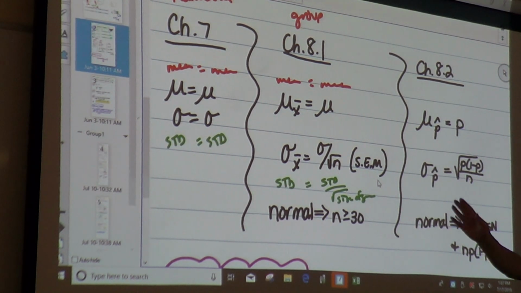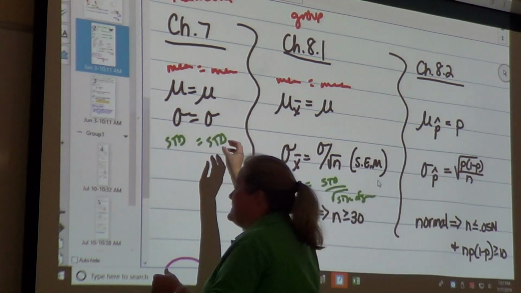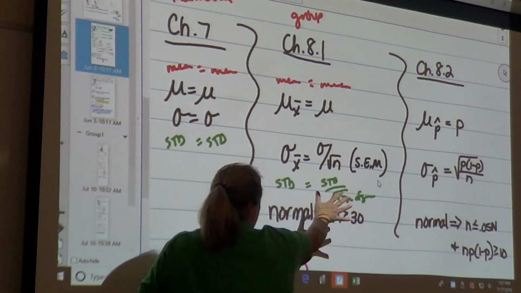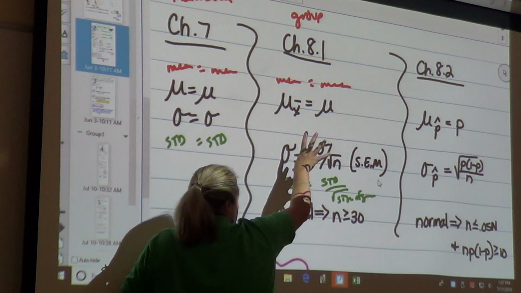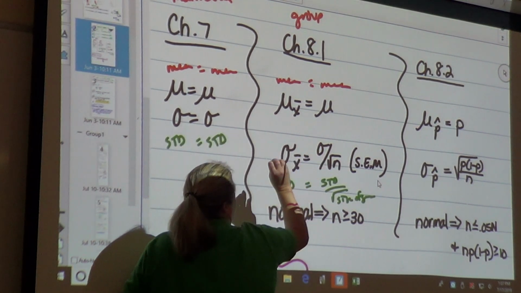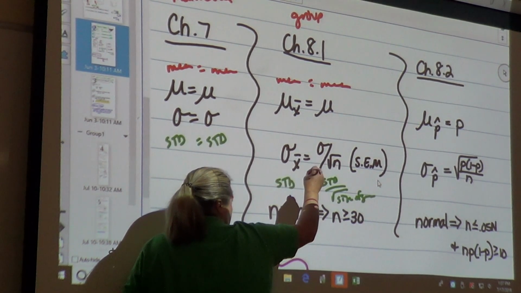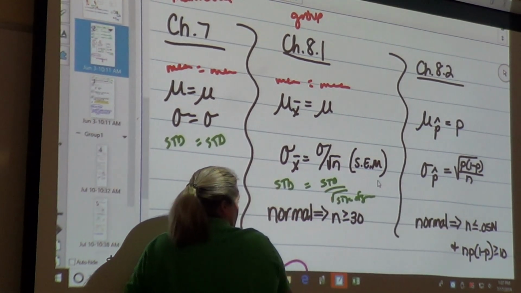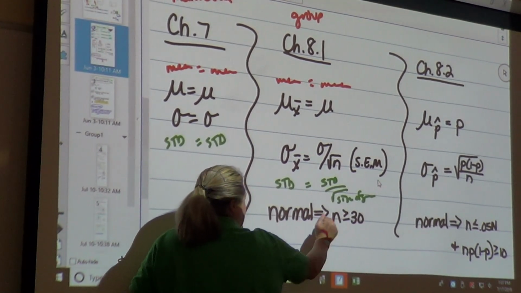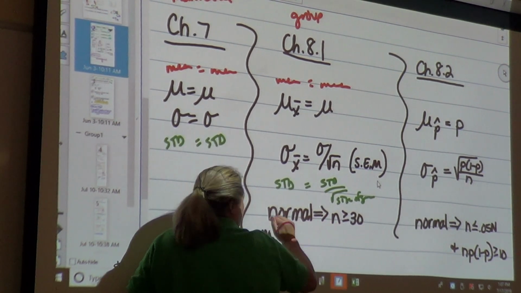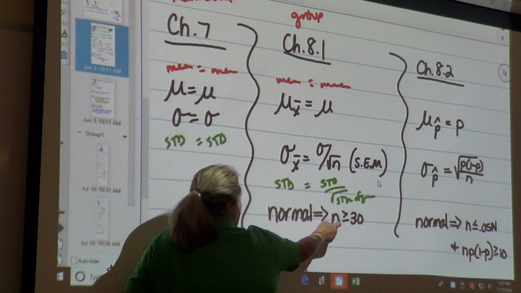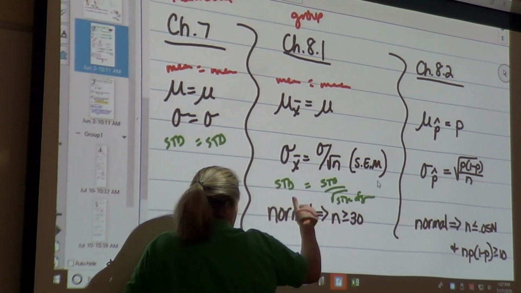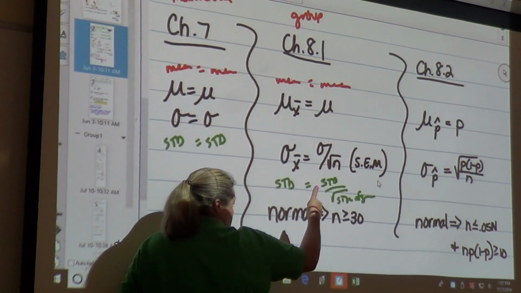So this one is a straight up. The mean is this, the standard deviation is this, work it out. This one, the mean is this, the standard deviation is this, here's the size of the group. You've got to divide by the square root of the size of the group to get your new standard deviation. And if I ask you, is it approximately normal? All you've got to do is say, how big was the group you were asking? If it's bigger than 30, then yes, it's approximately normal.